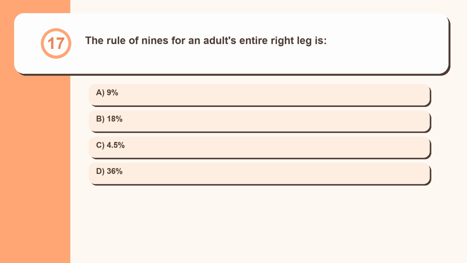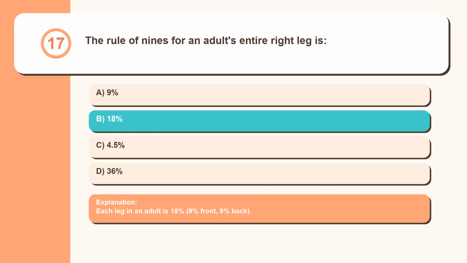Question 17. The rule of nines for an adult's entire right leg is 9%, 18%, 4.5%, 36%. Each leg in an adult is 18%, 9% front, 9% back.